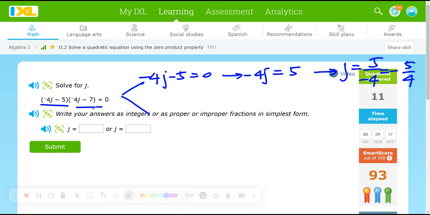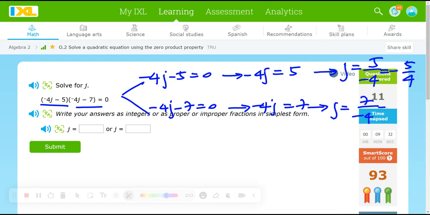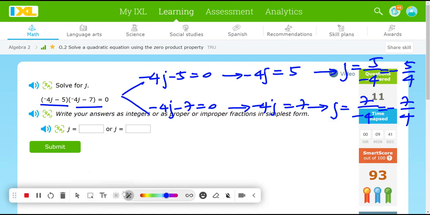Okay. Second factor over here, negative 4j subtract 7 equals 0. So negative 4j equals 7. Alright. So j should be equal 7 over negative 4. But I can put a negative 4 to the front. Okay, so negative 7 over 4. Alright, so take a look over here.